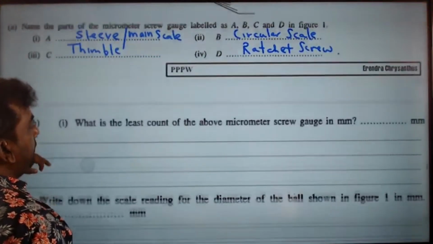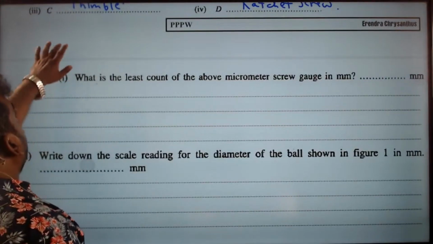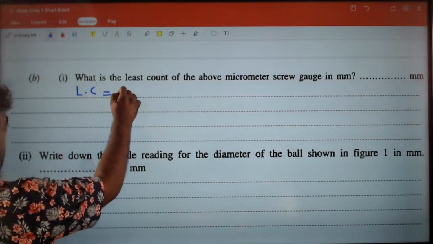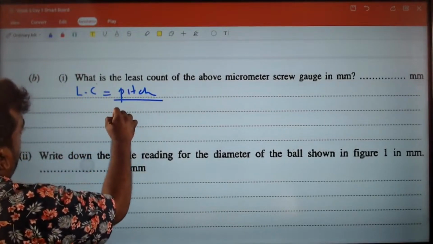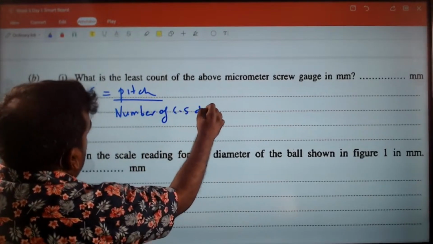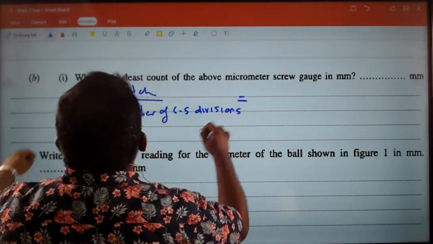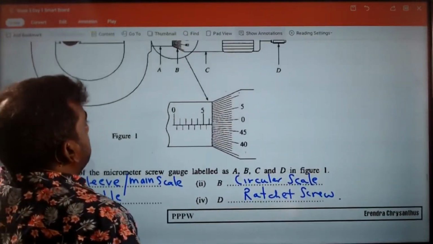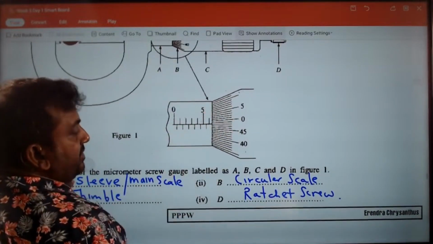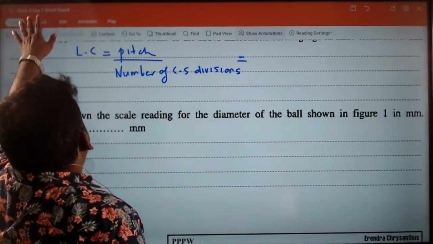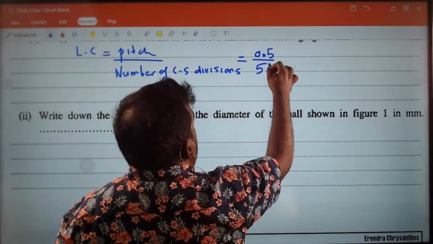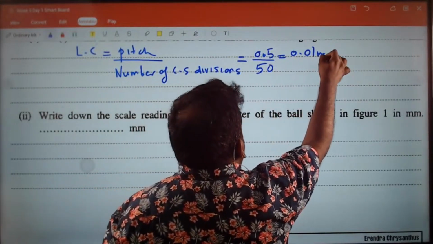Next one. What is the least count of the above micrometer screw gauge? Least count is equal to pitch divided by number of circular scale divisions. Pitch is the distance between two linear scale divisions, 0.5. Number of circular scale divisions, 50. So from this we can say 0.5 divided by 50, 0.01 millimeters.